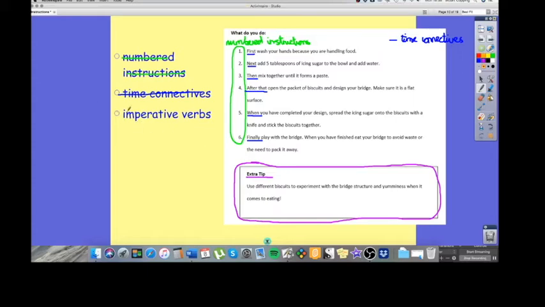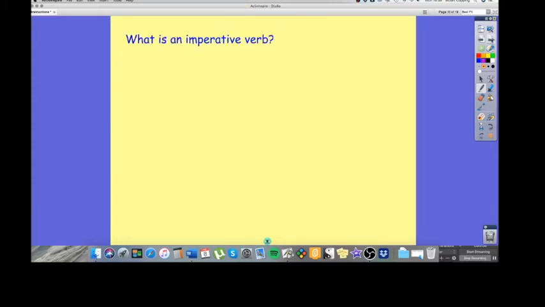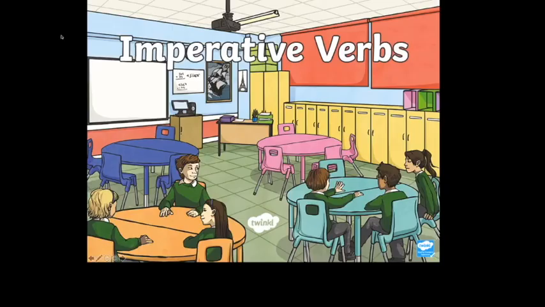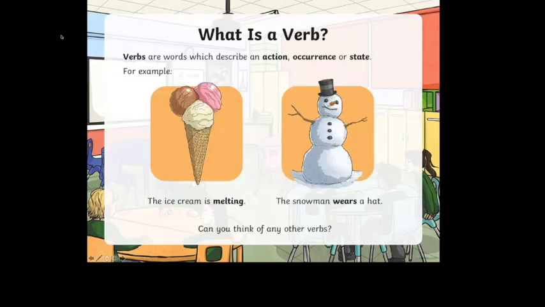Okay, so we're going to leave imperative verbs for the moment because we're now going to think about what an imperative verb is. So if I click on imperative verb here, what is an imperative verb? First of all, we want to say what is a verb. Verbs are words that describe an action, an occurrence, that means something that happens, or a state. For example, the ice cream is melting. So what's the ice cream doing? It is melting. Year 2s, you'll be fully aware of this because of the work you've been doing in phonics to do with the verbs.